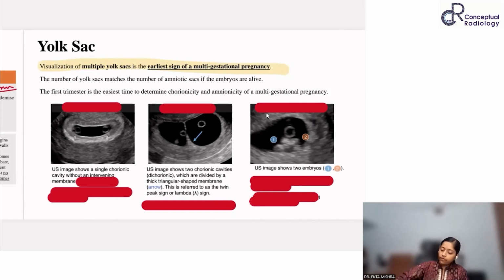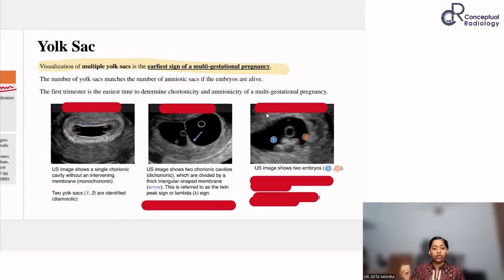Now this is your test. This is the first image. It shows me two yolk sacs and a single cavity. So which type of twin gestation is this? Okay, very good. You have two yolk sacs. Yolk sac matches amniotic sacs. Yes. So this is showing us a single chorionic cavity with no intervening membrane. So monochorionic, is this clear? Single cavity, monochorionic. Two yolk sacs, so two amniotic cavities. Monochorionic, diamniotic.